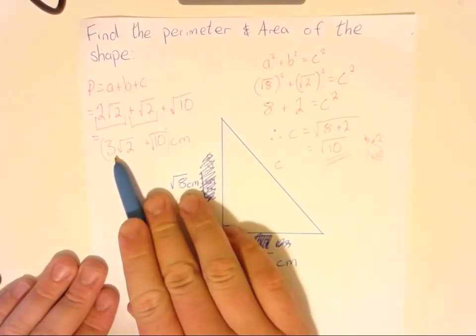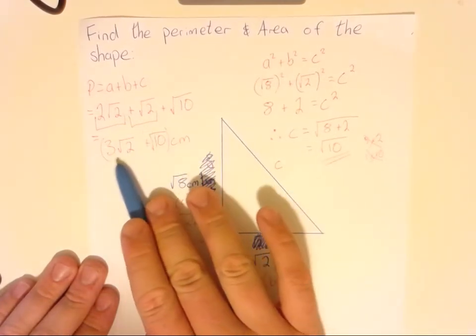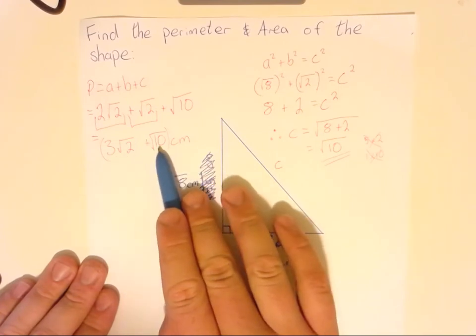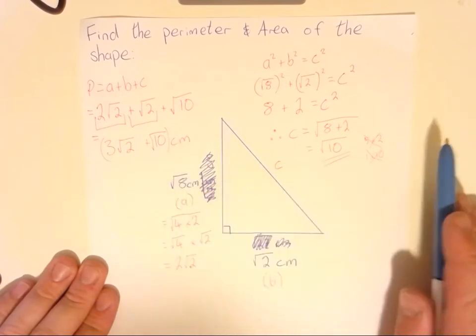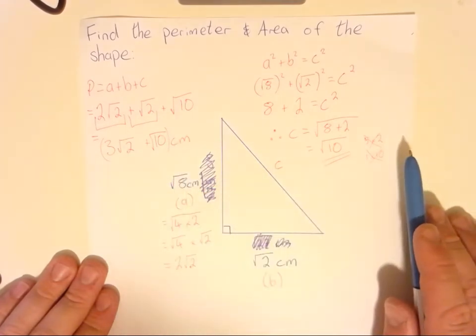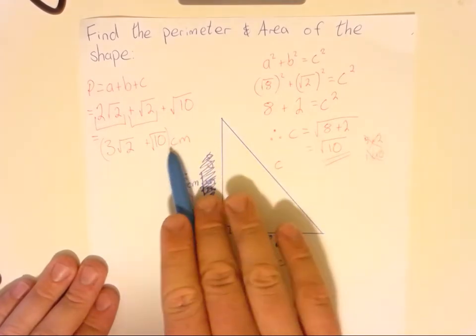And if you put this into your calculator, 3 times root 2 plus the square root of 10, you'll get some decimal answer for centimeters for that one there. However, in this case, we are just going to leave it in our surd form.